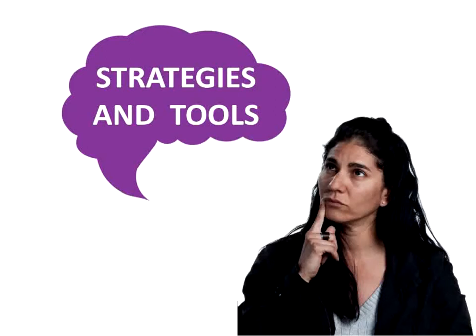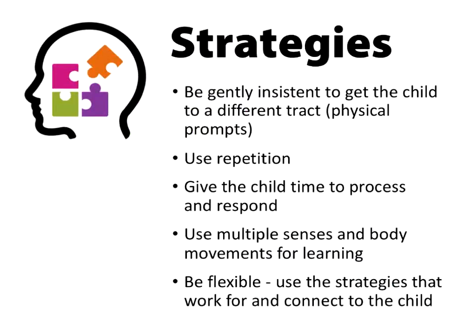Some of the strategies and tools that are well known are early intervention and so on. That's why I think this becomes the functional key of this talk, which is what can you do that will help the child who's not functioning well or having trouble with things. One of them is learning not to give up, right? So being gently insistent to get the child to a different track or to utilize that same track.